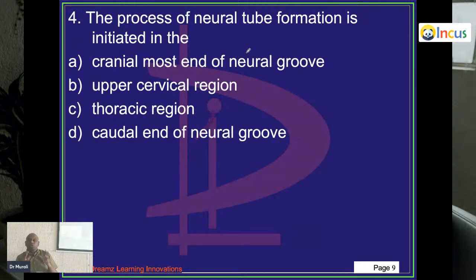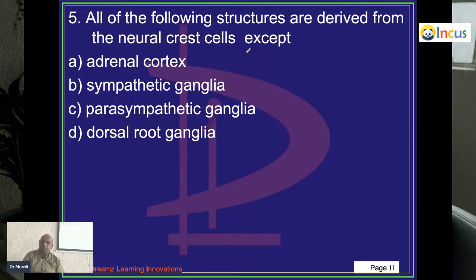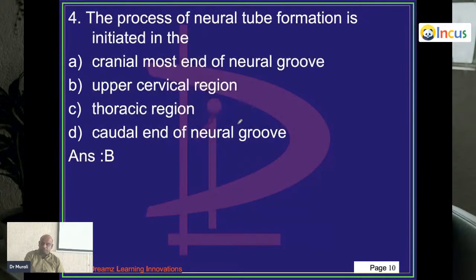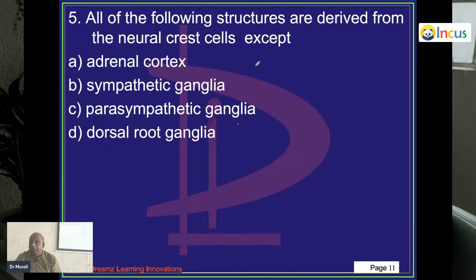Now, how is the neural tube formation initiated? So you should remember that it is the upper cervical area where the neural tube formation is initiated is what you need to remember.